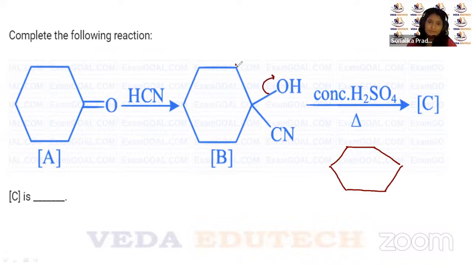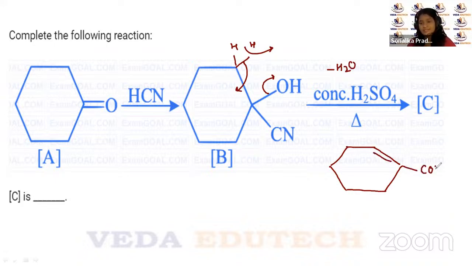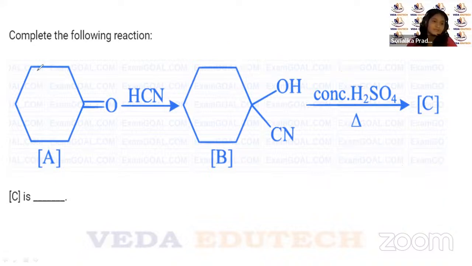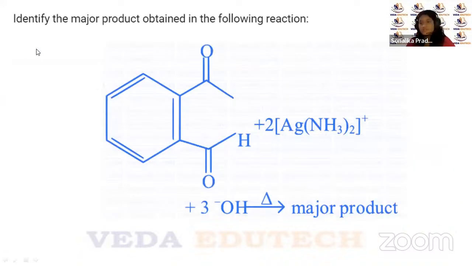This bond goes here. I have removed from this carbon. This comes here, this goes there, so you remove water. So your water is removed and this gets hydrolyzed, COOH. So this is your final product. Yes, children? Okay. I hope this is clear to everyone. Let us move on to the next question. Next question on your screen and try.